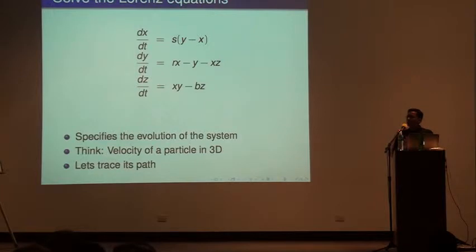But ultimately, it's just a set of three coupled ordinary differential equations, and you have to integrate it to obtain solutions. So you can think of dx by dt as the velocity in the x direction, dy by dt as the velocity in the y direction, and dz by dt as the velocity in the z direction. So if you think of a space, say this room, at each point where I assign a coordinate, this basically specifies the x, y, and z velocity.